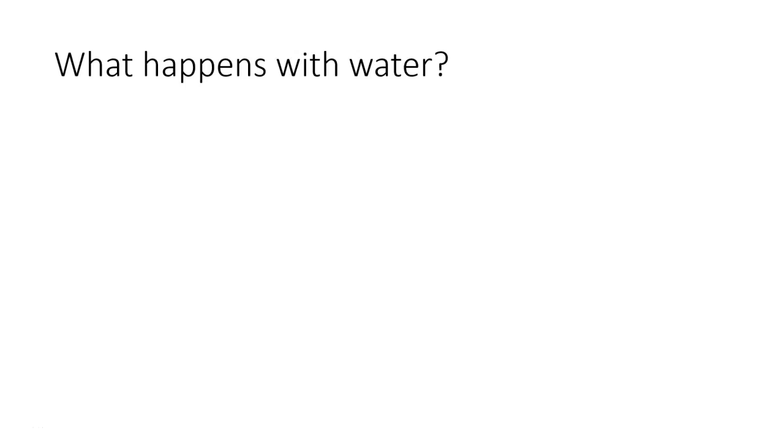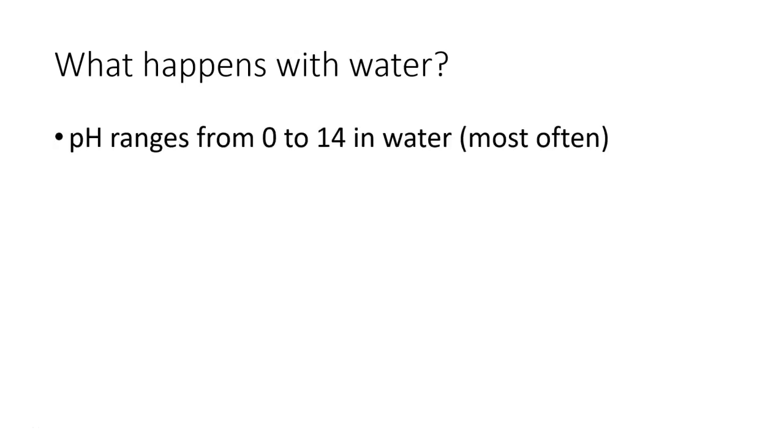No discussion of acids and bases would be complete without really talking about water. Now, water is kind of special. I'm going to talk about what's happening with it and why it's so special. So, we already talked a little bit about what the pH range is in water. So typically 0 to 14 is our pH range.